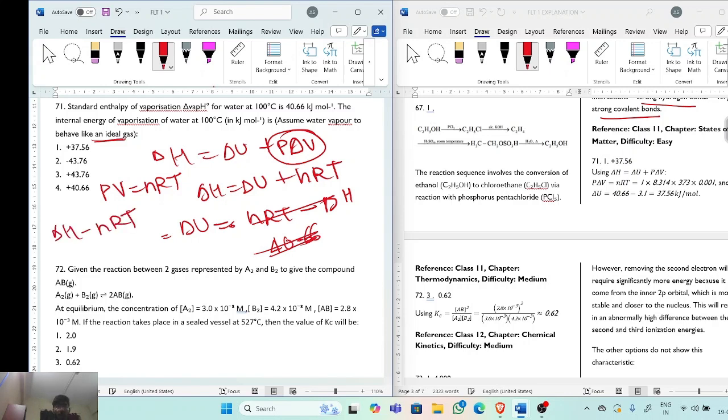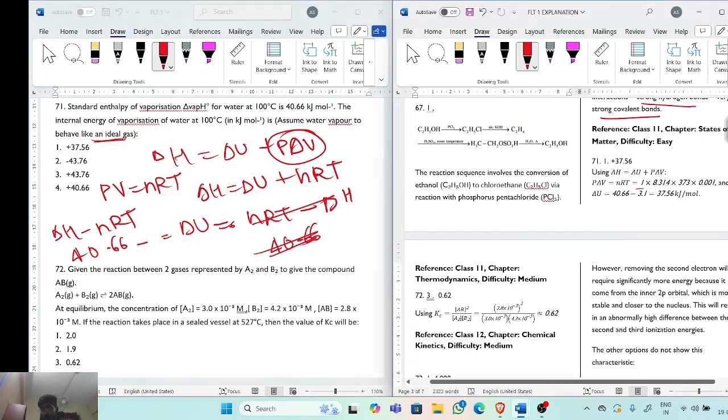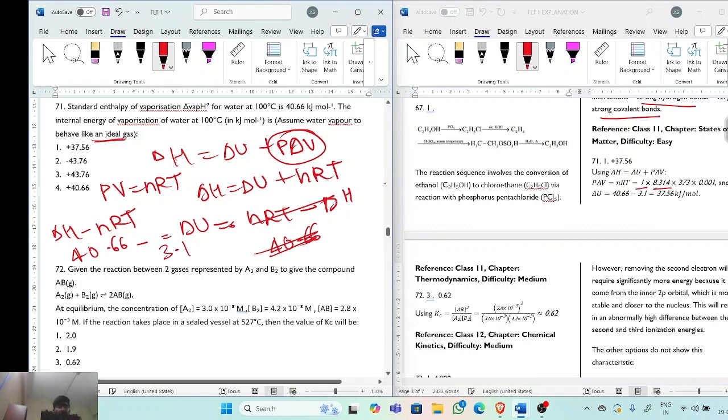Okay. So now putting the value of delta H is 40.66. Now we have to calculate the nRT. The value of n is 1 because we are calculating for 1 mole. Then the universal gas constant value is 8.314 and the temperature is 373 Kelvin. So here we can calculate the value of nRT, and it will give 3.1.